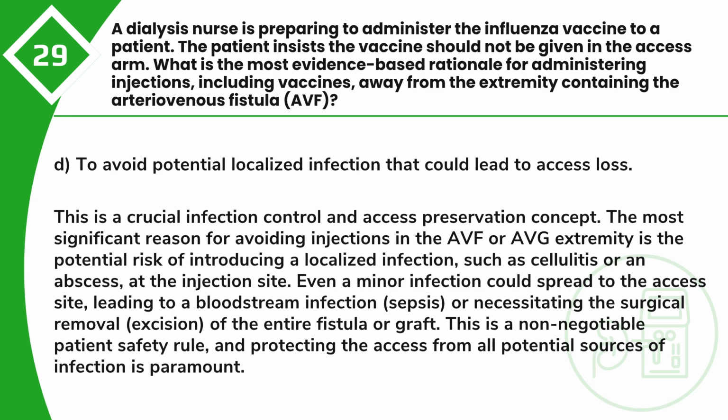Answer: D. To avoid potential localized infection that could lead to access loss. This is a crucial infection control and access preservation concept. The most significant reason for avoiding injections in the AVF or AVG extremity is the potential risk of introducing a localized infection, such as cellulitis or an abscess, at the injection site. Even a minor infection could spread to the access site, leading to a bloodstream infection, sepsis, or necessitating the surgical removal, excision, of the entire fistula or graft. This is a non-negotiable patient safety rule, and protecting the access from all potential sources of infection is paramount.